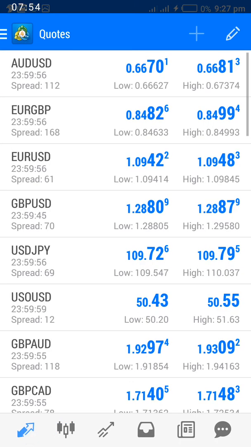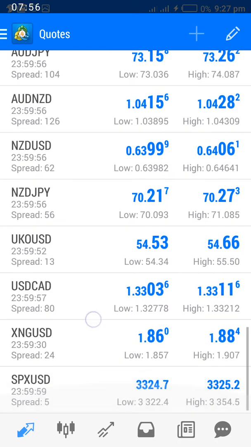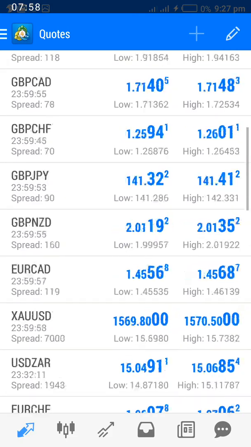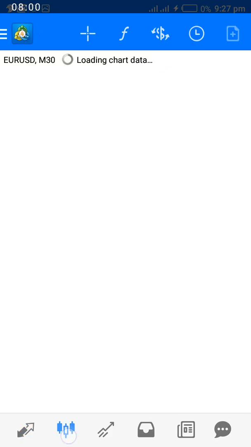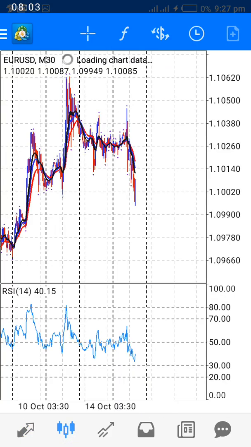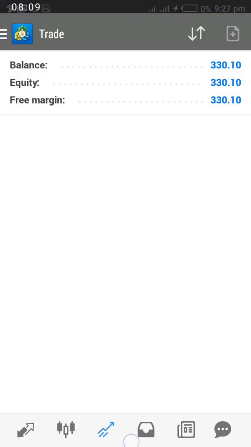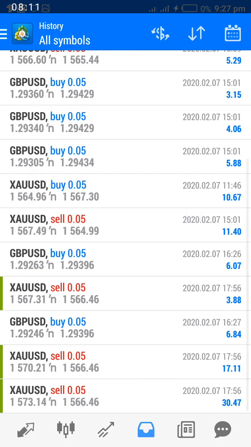This one is the quotes, whereby you see your currency pair when you want to trade. This one is your Euro USD. Your charts. While this is the trade, while this is the history of the trade.